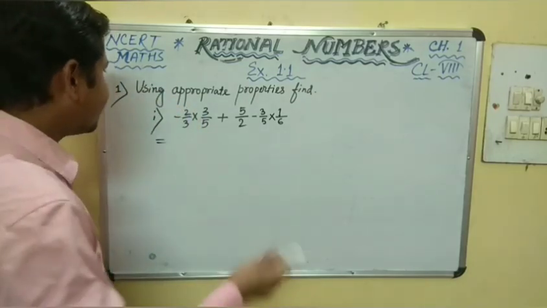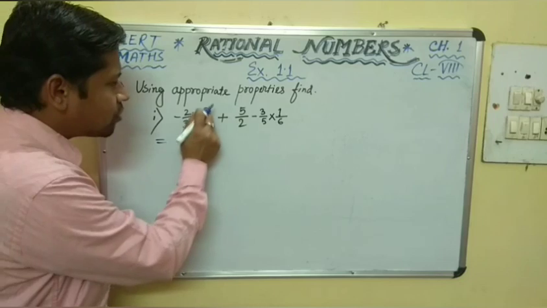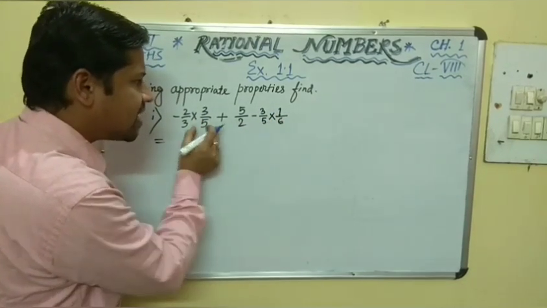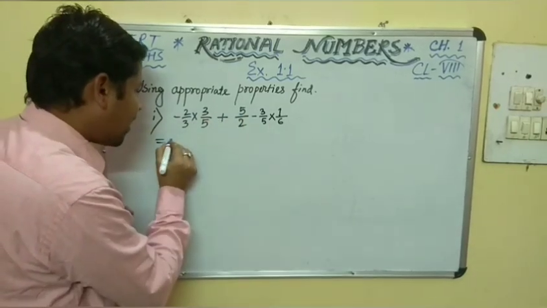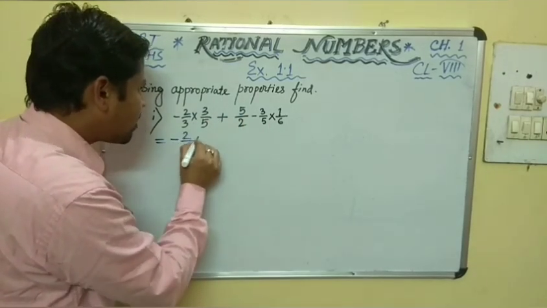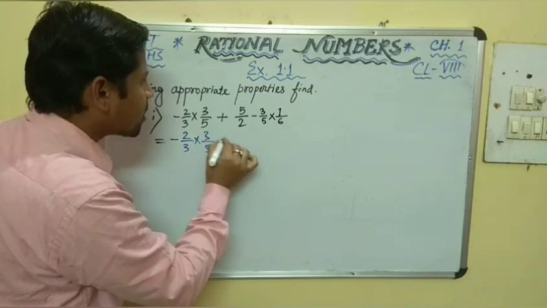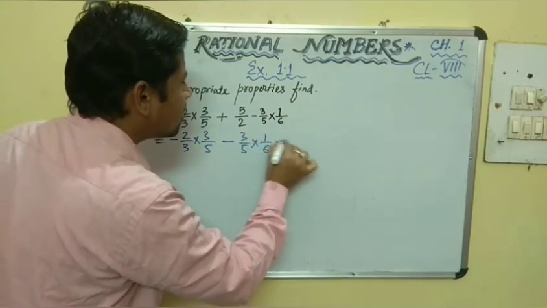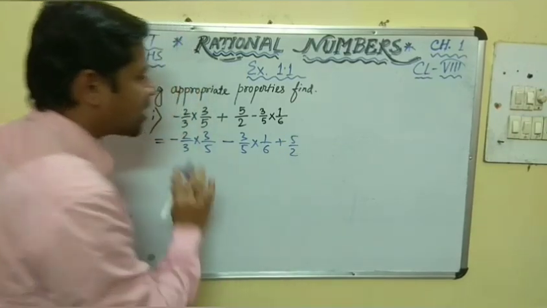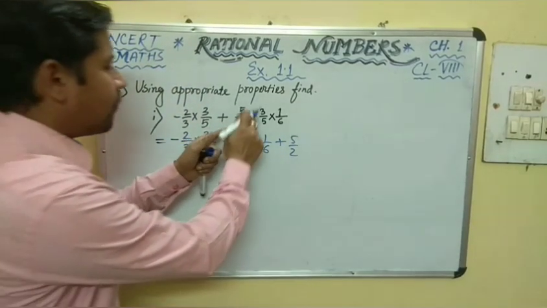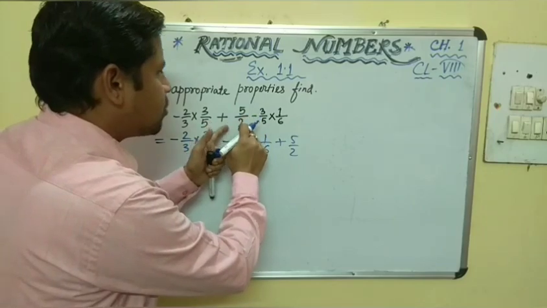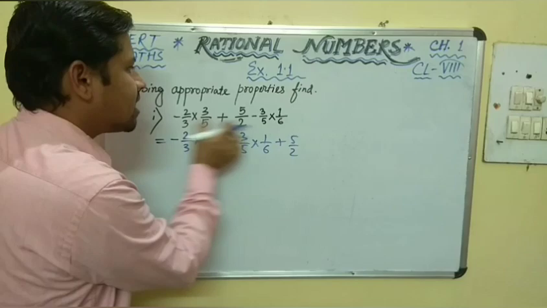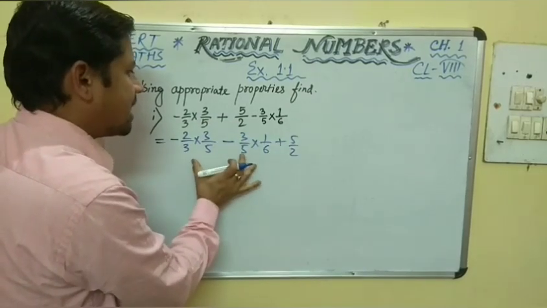So let's start. Here, minus 2 by 3 into 3 by 5. You see that 3 by 5 is the common term here and here. So we can write it in this way: minus 2 by 3 into 3 by 5 minus 3 by 5 into 1 by 6 plus 5 by 2. We are writing it this way because 3 by 5 is the common term of both.